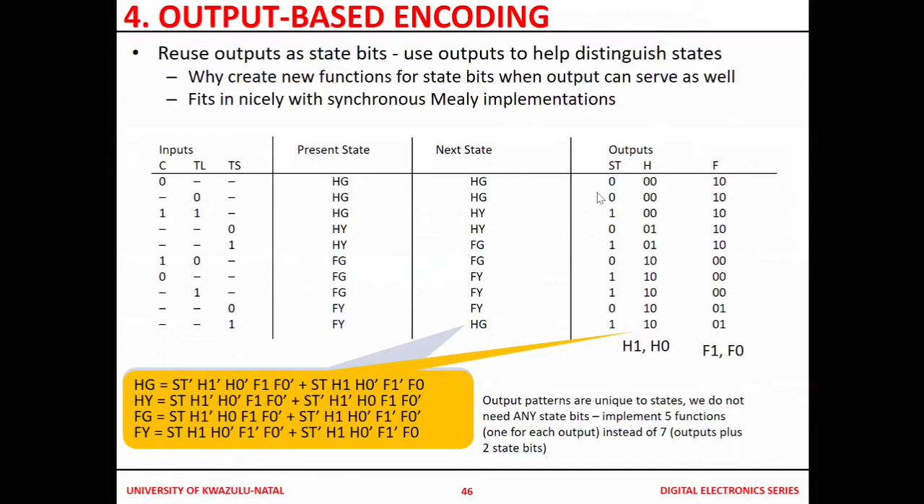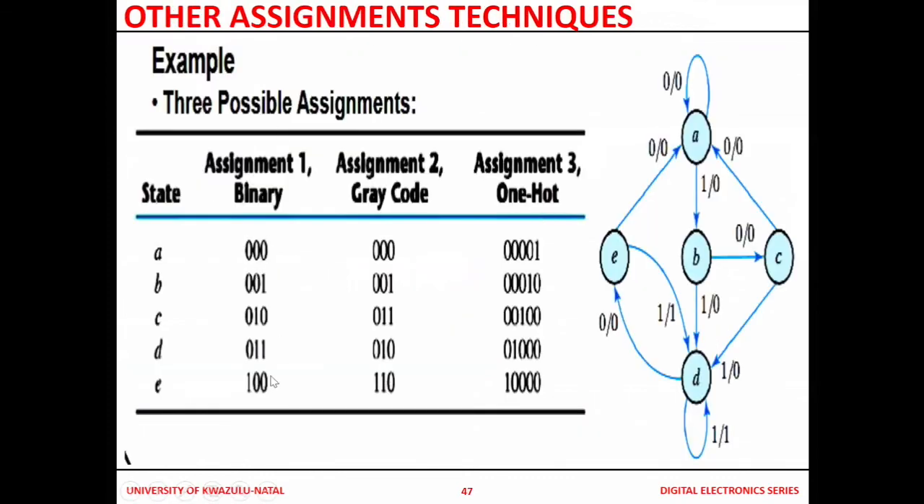So HG is unique here, and is unique here. So you can take it as a combination. This and these are the same. So it is ST complement, H1 complement, H2 complement, like that. And that is the coding. These ones I'm just mentioning. Another one, you can assign a binary value. You say A is 0, 0, and so on, just assign a normal binary value. Then you can even use gray code, then one-hot encoding.